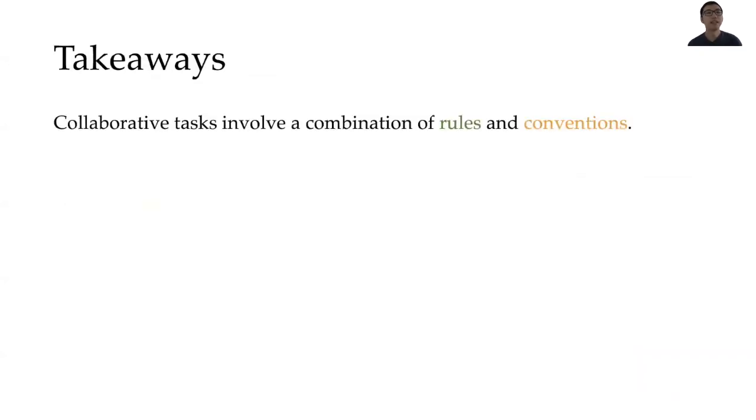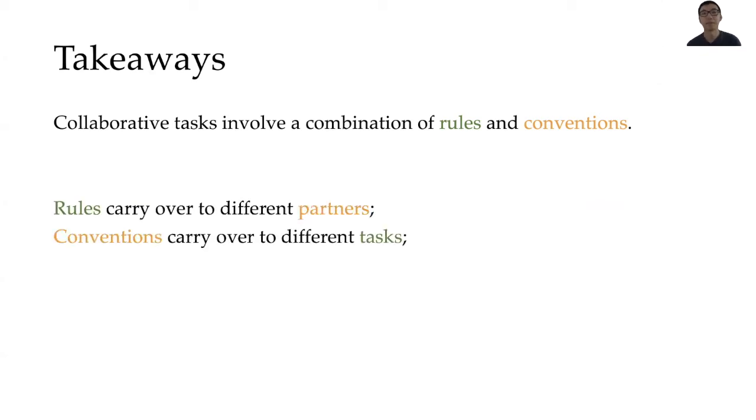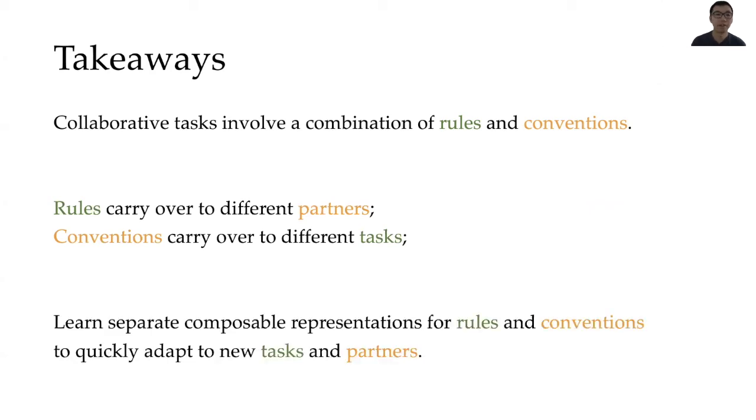So in summary, collaborative tasks involve a combination of rules and conventions. The same rules may carry over to different partners, the same conventions may carry over to different tasks. And we show that learning separate, composable representations for rules and conventions allows us to quickly adapt to new settings, whether it be new tasks or new partners.